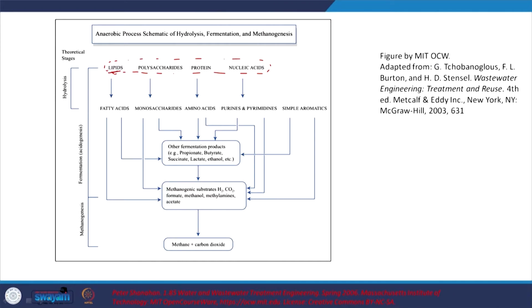So, what do we have? Major types of compounds of interest: we have lipids, polysaccharides, proteins and nucleic acids. So, the first stage is hydrolysis. Typically this is brought about by the enzymes of the microbes which are prevalent in this particular system. So, that is one aspect to keep in mind, hydrolysis. And then you are going to have fatty acids from lipids, monosaccharides, earlier it was poly and now monosaccharides, protein to amino acids, nucleic acids to purines, pyrimidines and simple aromatic compounds.